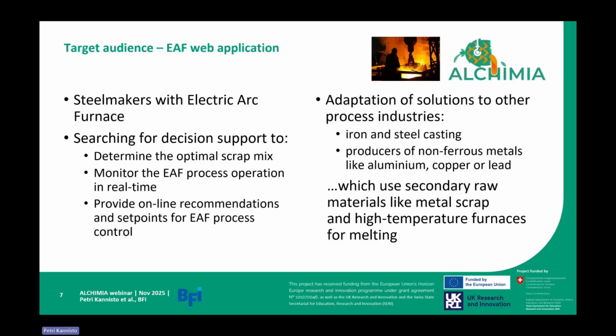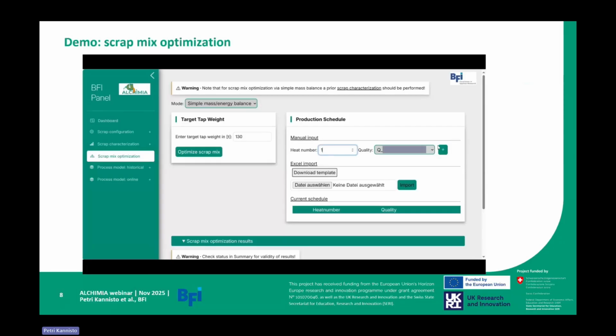It can possibly be adapted to iron and steel casting, other process industries, and also maybe non-ferrous metals such as aluminum, copper, or lead, if they use secondary raw materials like scrap, for instance, and they use high temperature furnaces for melting. And then the time for a demo. So this is now the scrap mix optimization part.